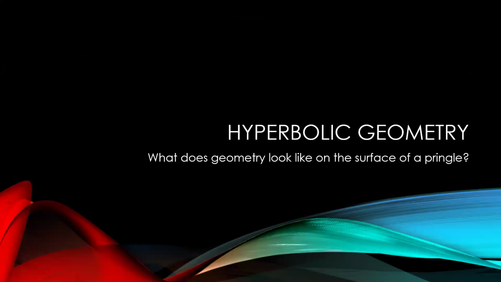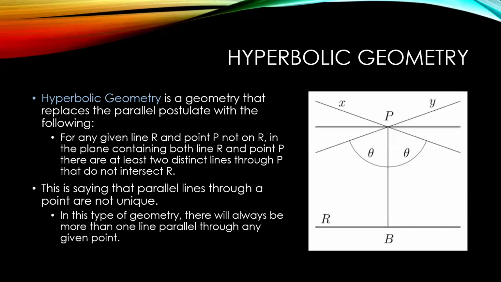Hyperbolic geometry is a little bit trickier to visualize. I sometimes think of it as, what does the geometry look like on the surface of a Pringle? Because that's where we see these hyperbolic geometry shapes. And so hyperbolic geometry is a geometry that replaces the parallel postulate with the following. For any given line R and a point P not on R, in the plane containing both the line R and point P, there are at least two distinct lines through P that do not intersect R.